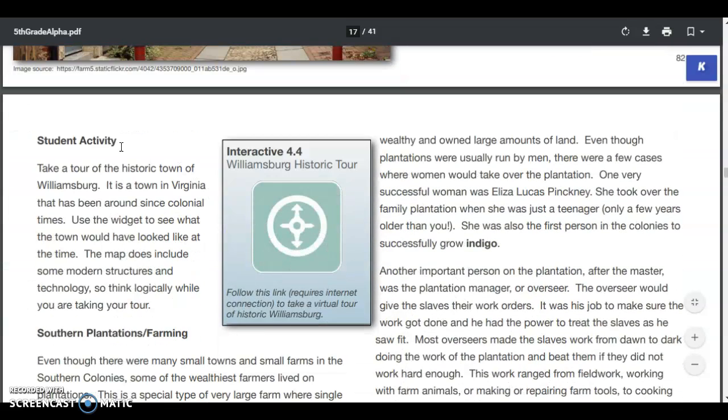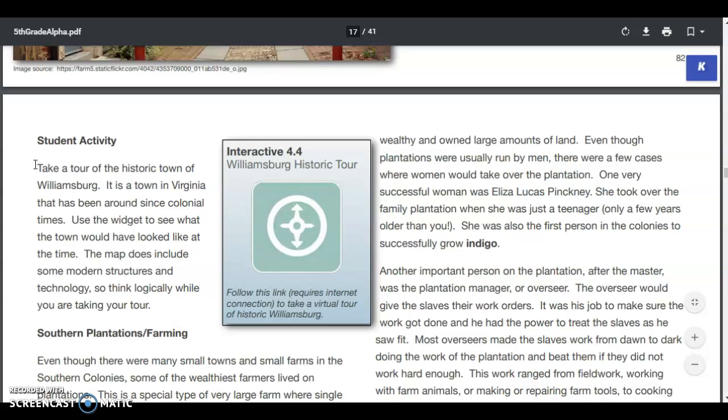Down to the next page, student activity. Take a tour of the historic town of Williamsburg. It is a town in Virginia that has been around since colonial times. Use the widget to see what the town would have looked like at the time. The map does include some modern structures and technology, so think logically while you are taking your tour.